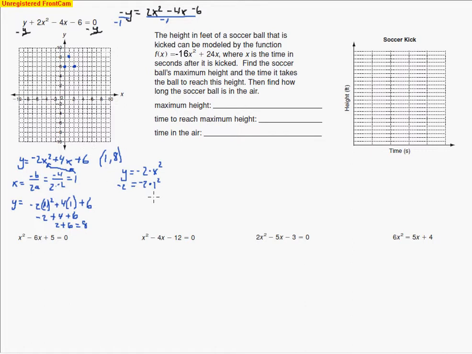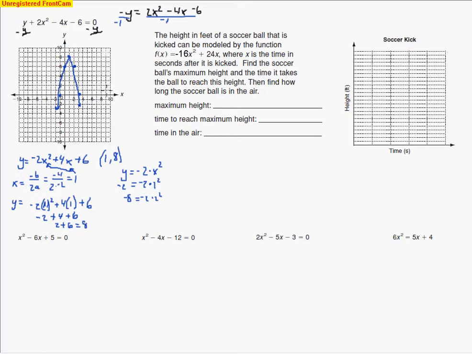So when I square 2, I get 4 times negative 2 gives me negative 8. So I go down 8. So always from the vertex, over 2, down 8 spaces, puts me right there. And then I've got another one right here. And then I can draw my curve that goes through those points. Do the same thing on the other side. So that is number 1, the graphing of the quadratic.